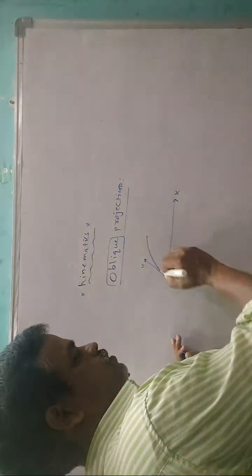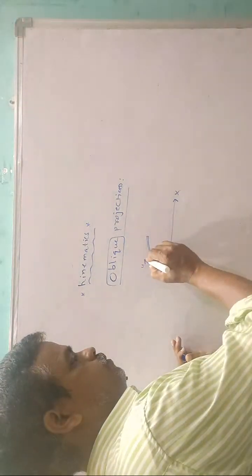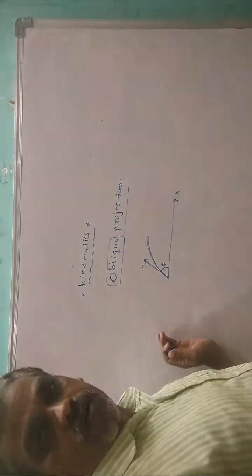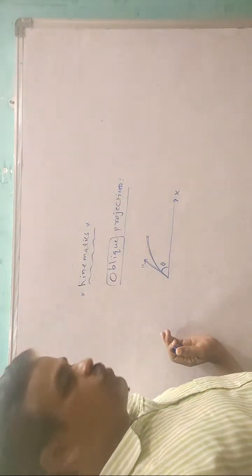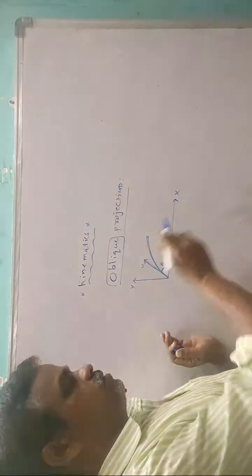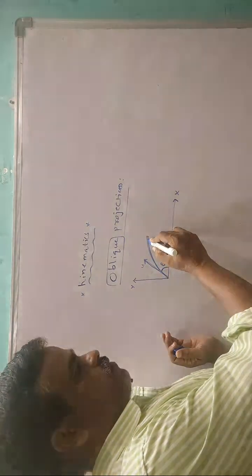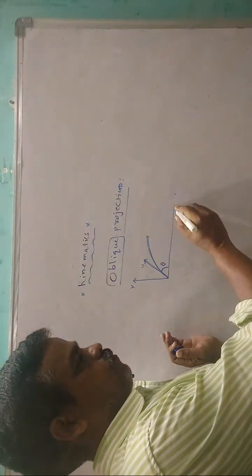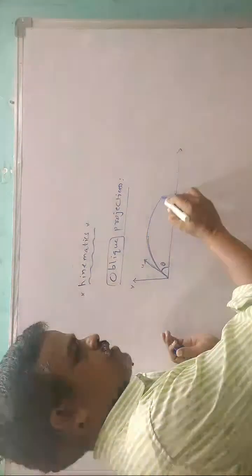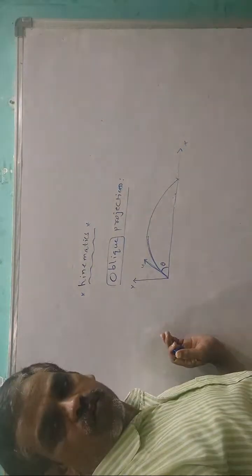So the body goes like this. We are projecting with some angle that it makes with the horizontal. This is oblique projection of the body. This is the y-axis, this is the x-axis. So the path of the body will be like this. It will go to some maximum height, and finally reach the ground.